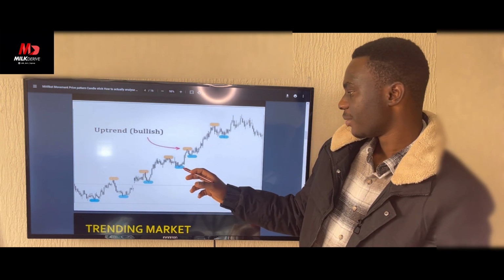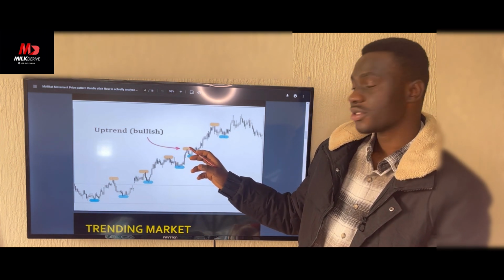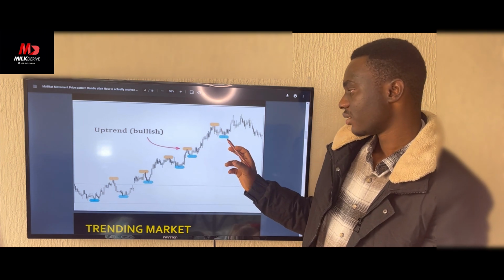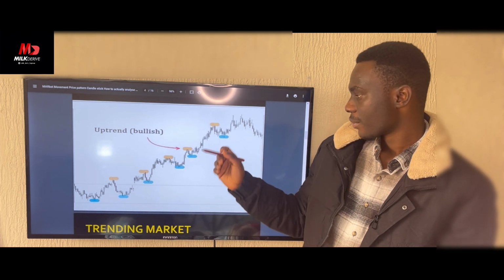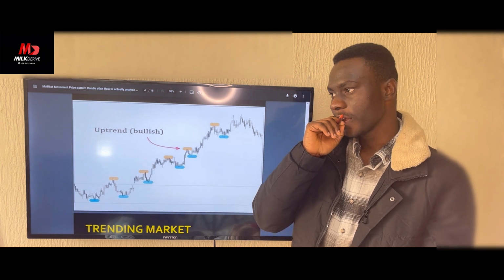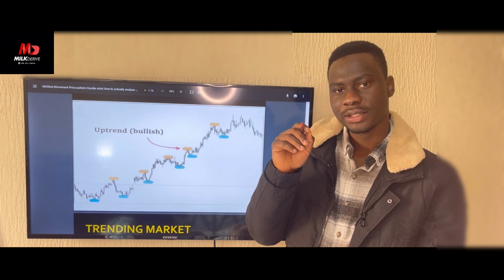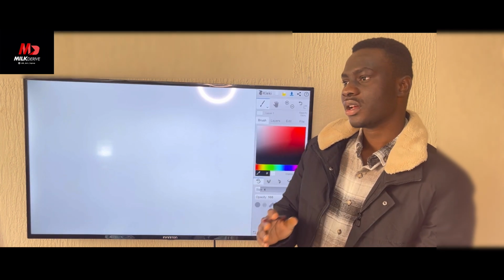You can see it's not the same place this was that this is. It's always increasing. Remember that in an uptrend market, you can always see resistances.